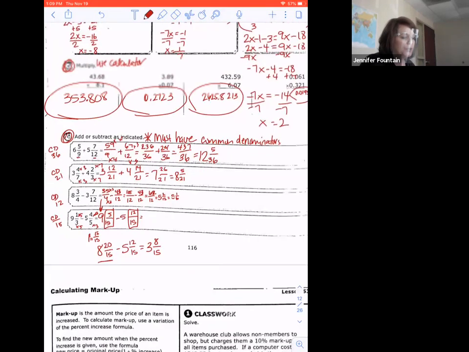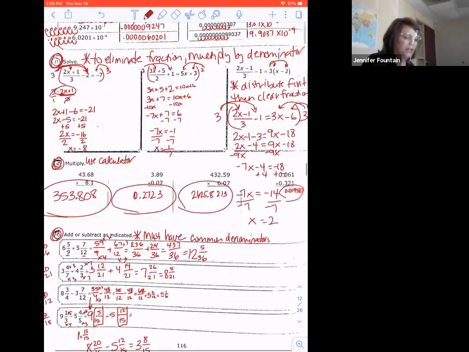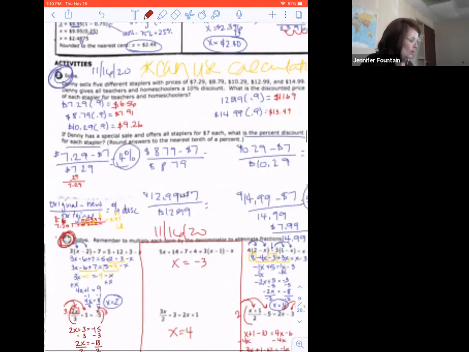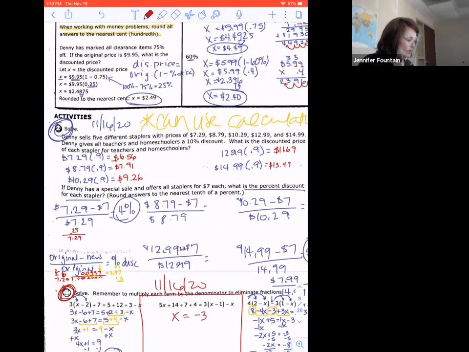All righty, so any questions on those? I'll flip back real quick to the other homework that we had already checked before you guys got here. So we started on, let's see, this is activities 2.